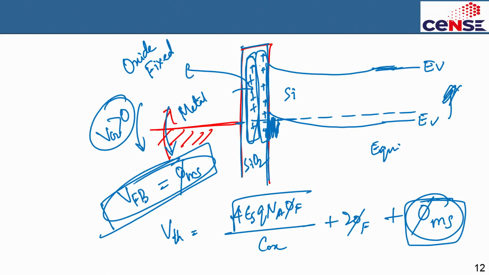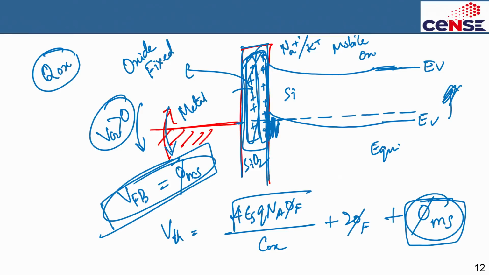Due to processing issues, there could also be some mobile ions, like sodium or potassium, that are called mobile, not fixed oxide charge. These are mobile oxide charges. All these oxide charges, typically clubbed together, are a positive quantity. I call that QOX. What this QOX will do is that this entire positive charge will further shift the threshold voltage.